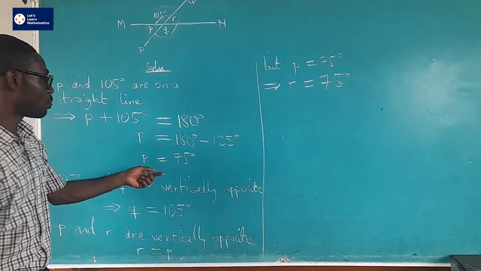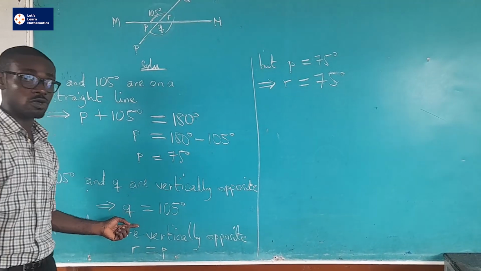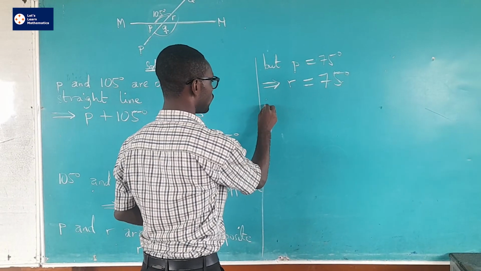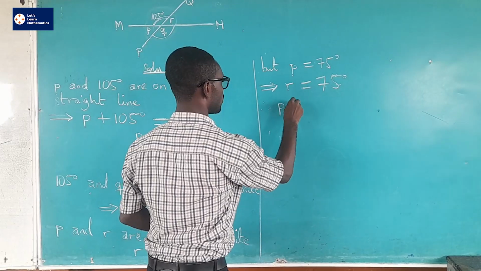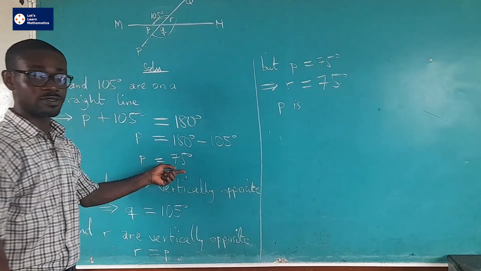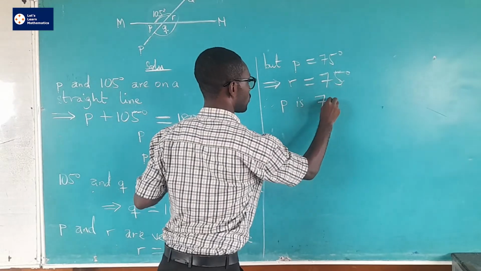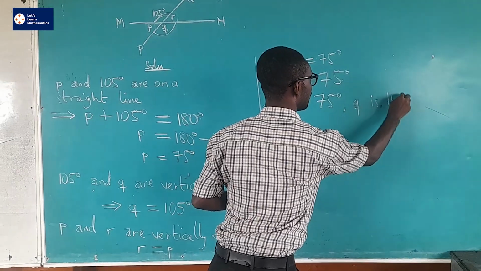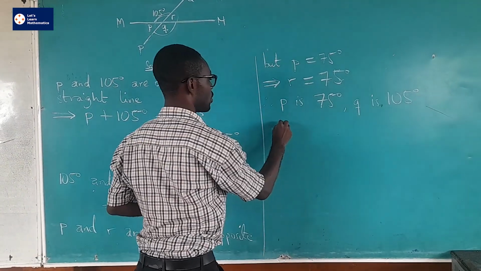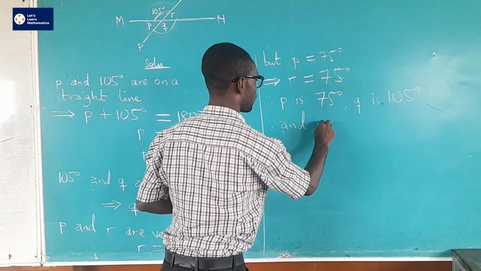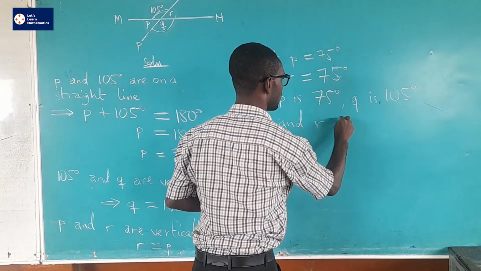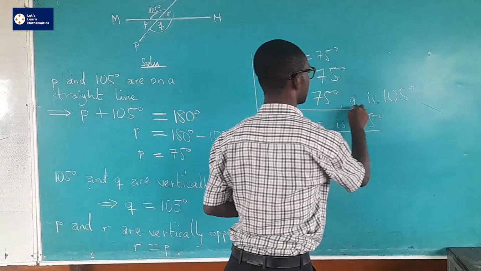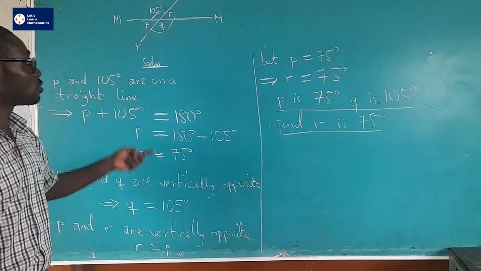So now we found P, we found Q, and then we found R. So we have to write our therefore statement. You see that therefore P, our P is 75 degrees. Our Q is 105 degrees. And our R, which is here, is 75 degrees. So that is our solution to this question.